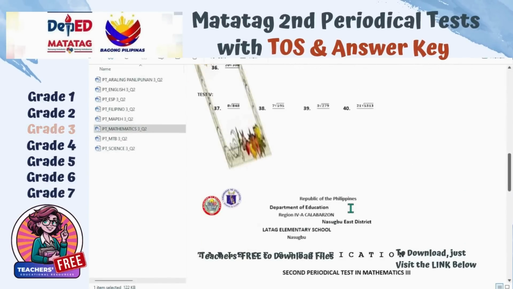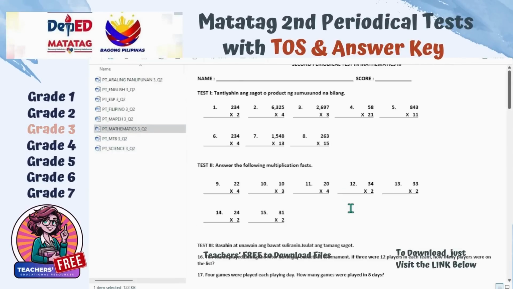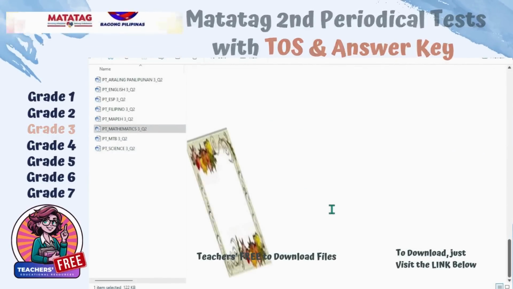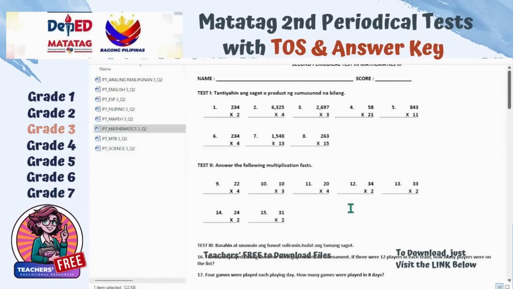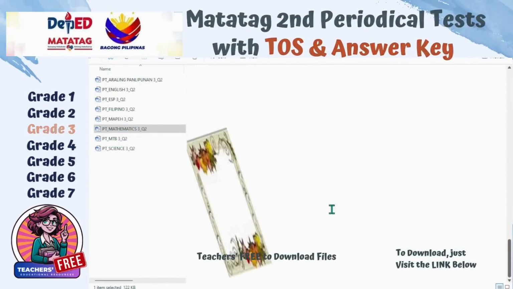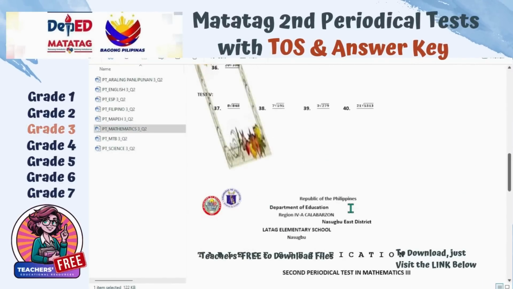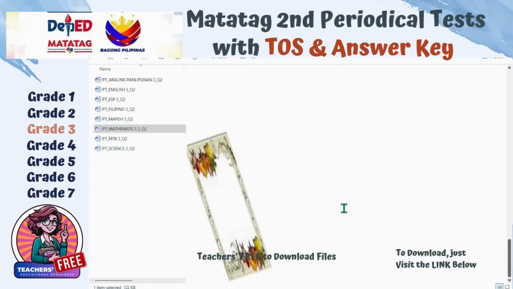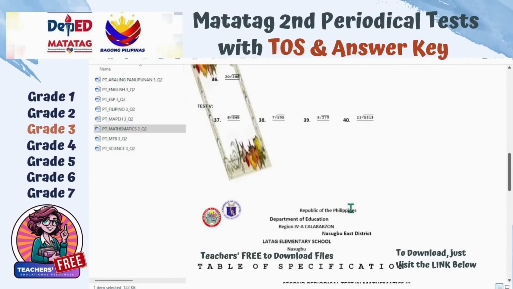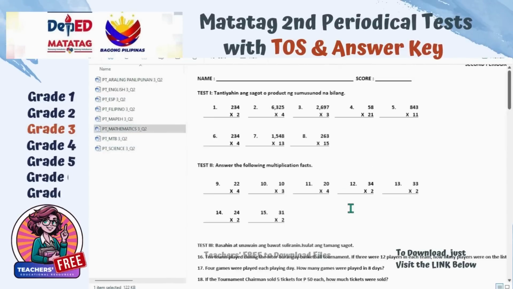We also have the Mathematics 3-second periodical test, which aims: first, you'll practice multiplying 2 to 4-digit numbers by 1 or 2-digit numbers, both with and without regrouping. You'll also solve multiplication problems mentally for 2-digit numbers multiplied by 1-digit numbers with products up to 100. Next, you'll analyze and solve 1- and 2-step word problems involving multiplication, including money, and state complete answers clearly.